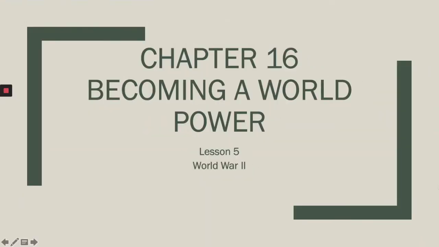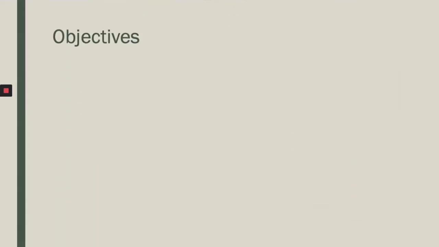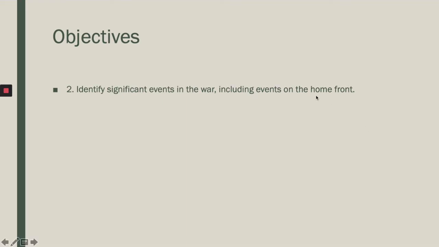All right, World War II, going again with our next lesson. Our objective today, second part, is to identify significant events in the war, including events on the home front. The home front means where the fighting is not happening, in America.